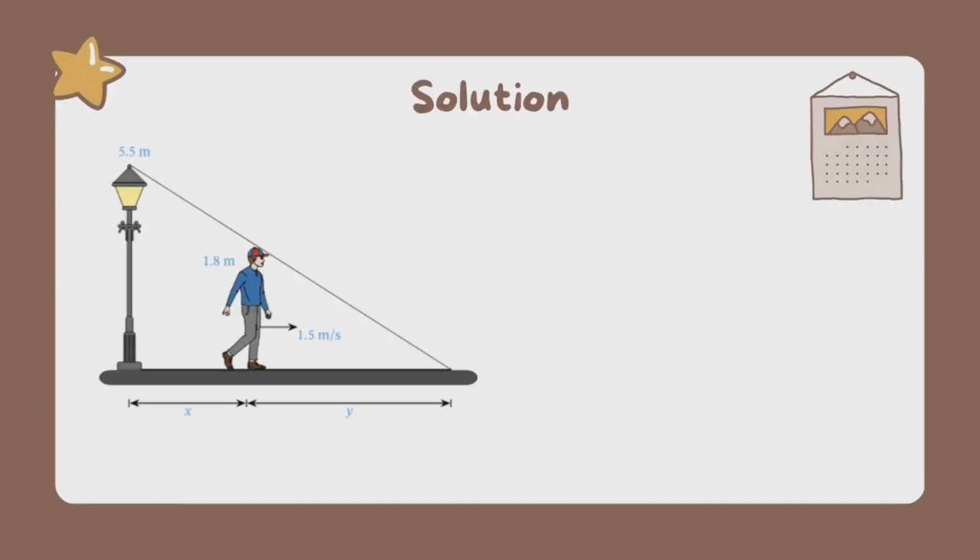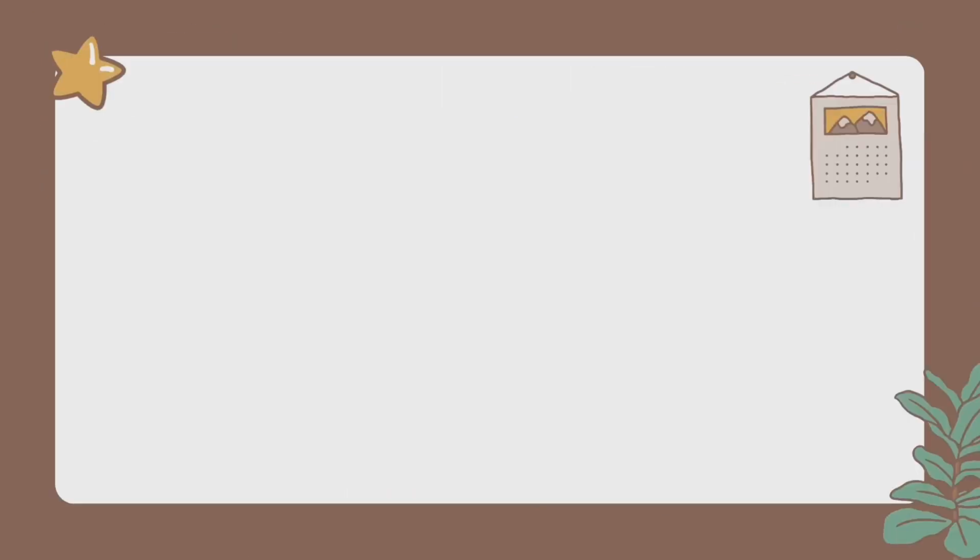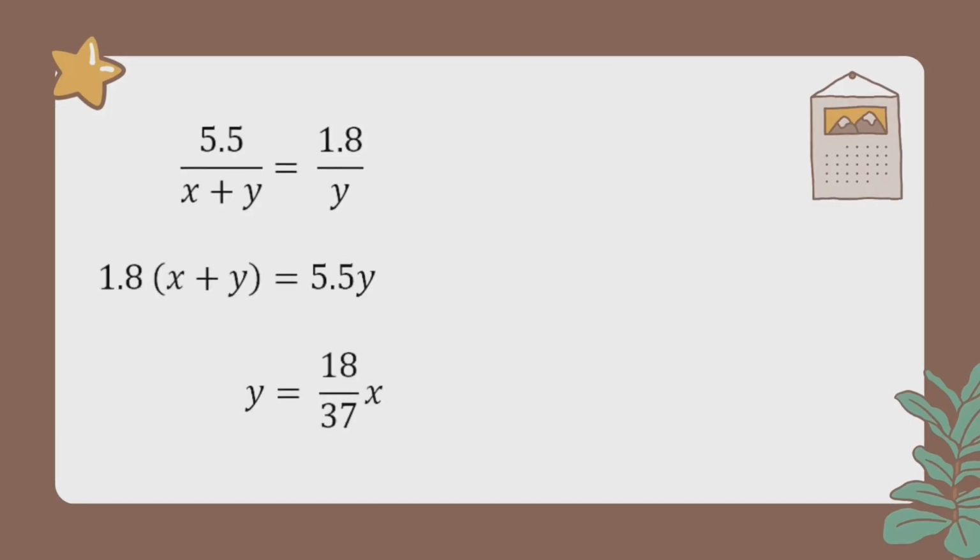In order to find a rate of change of the length of the man's shadow, dy over dt, we first find a relationship between this length, y, and the distance from the light, x. We can do this using similar triangles, as shown in the figures. Since the angles in both triangles are identical, the ratios of the lengths of the sides of the triangle are equal. We can use this to express y as a function of x. 5.5x plus y equals to 1.8y. Finish the equation until we get y equals to 18 over 37x.